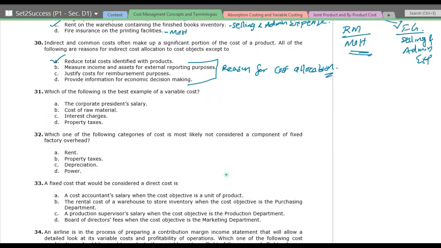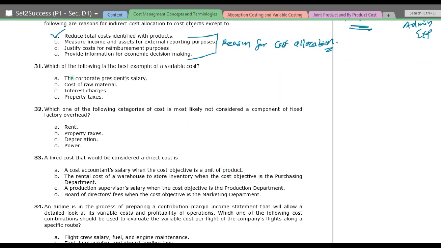Next, which of the following is the best example of variable cost? The corporate president's salary is fixed. The cost of raw material is variable. Interest charge is fixed. Property taxes is fixed. So the variable cost they are asking for is the cost of raw material.